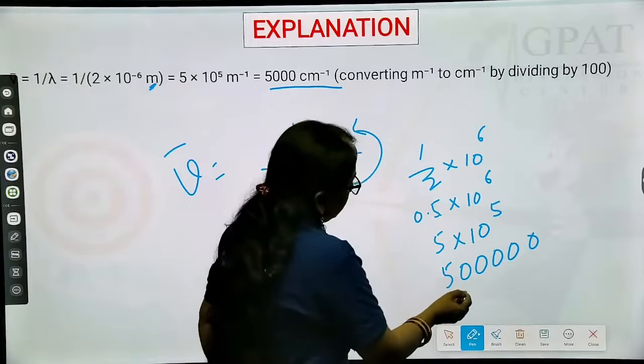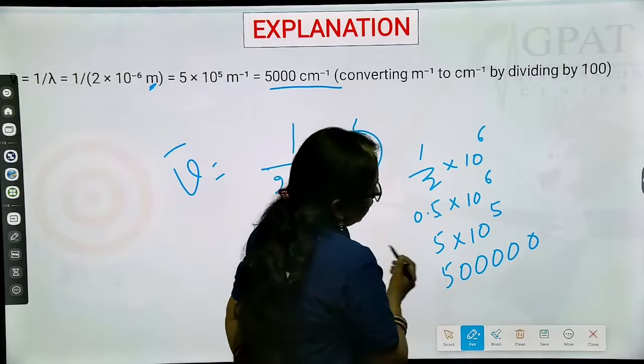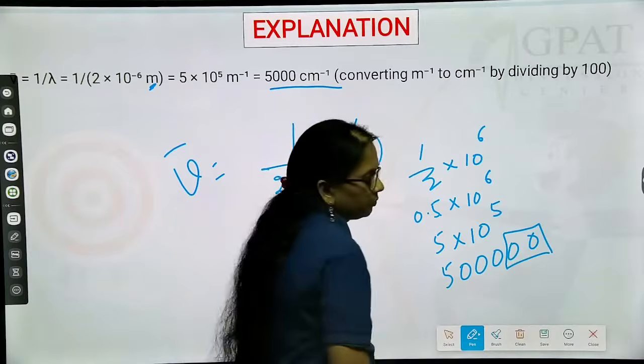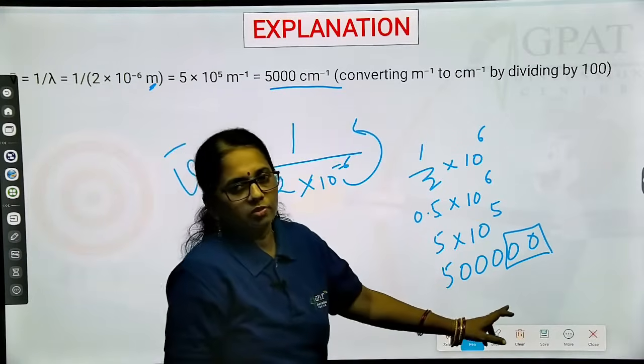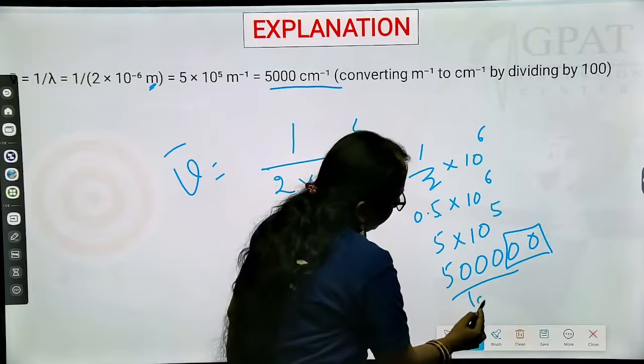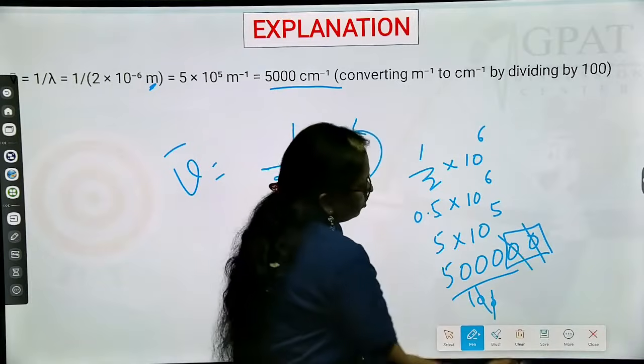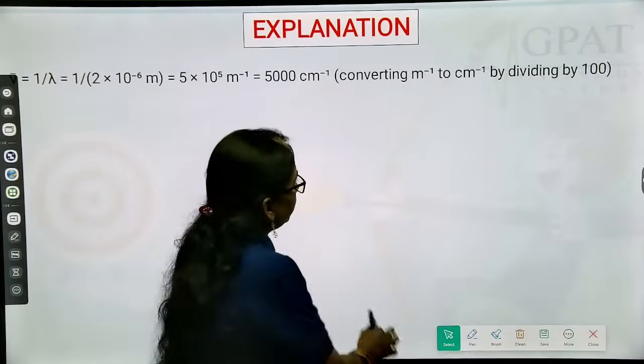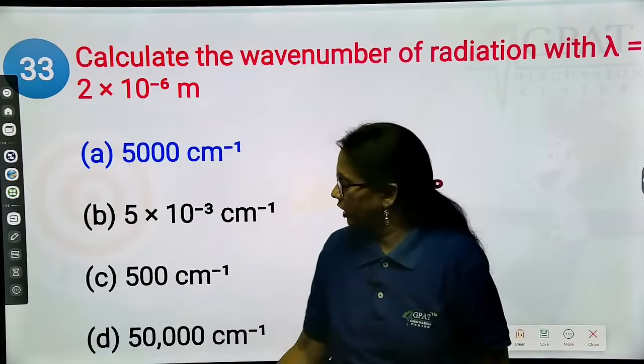But here in the options if you see, they have given in the centimeter inverse, okay. So, 2 zeros we need to cut. Meters into centimeter conversion means you need to divide by the 100, okay. So, these 2 zeros, these 2 zeros. So, 5000 centimeter inverse, that is going to be the right option, okay.